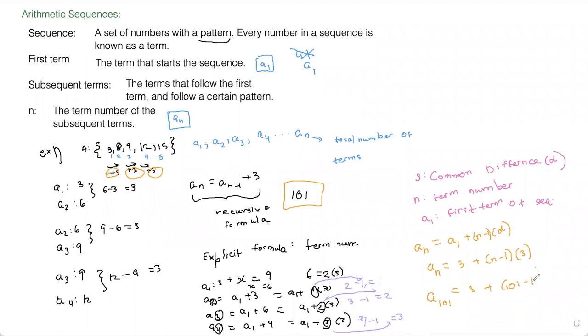101 minus 1 times 3. So we have 3 plus 100 times 3, which is 3 plus 300, which is equal to 303. So the value of the 101st term is 303. In other words, the 101st term of set A would be 303.